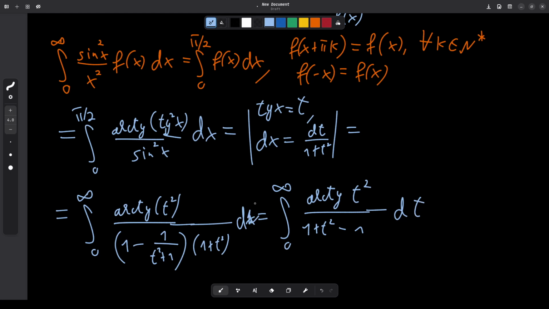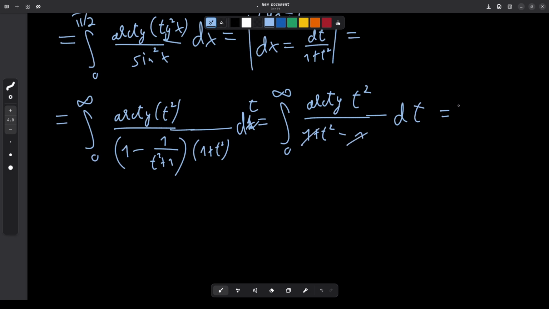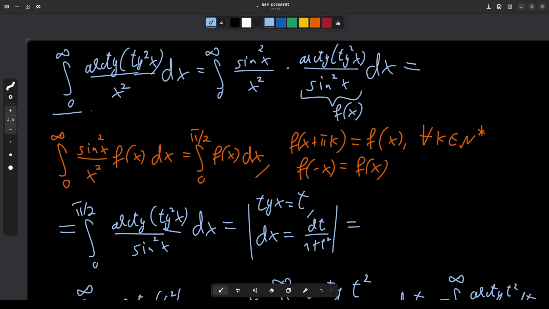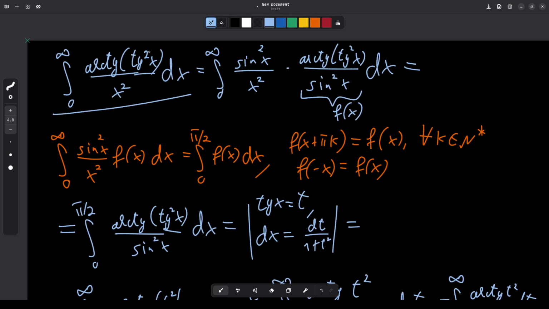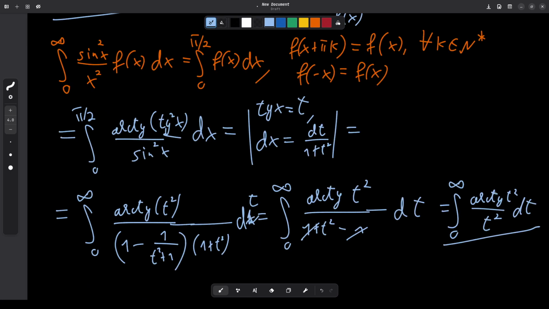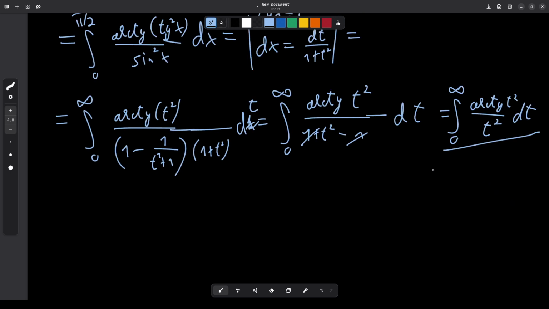I am so sorry, this is supposed to be a t, not an x. So it's supposed to be dt, not dx. I'm sorry about that. What you're left with is basically the integral going from 0 to infinity of the inverse tangent of t squared over t squared dt. If you compare this integral to this one from before, the only thing that differs here is the argument of the inverse tangent. We went completely from tangent square to t square, which I believe just dramatically simplifies the process.